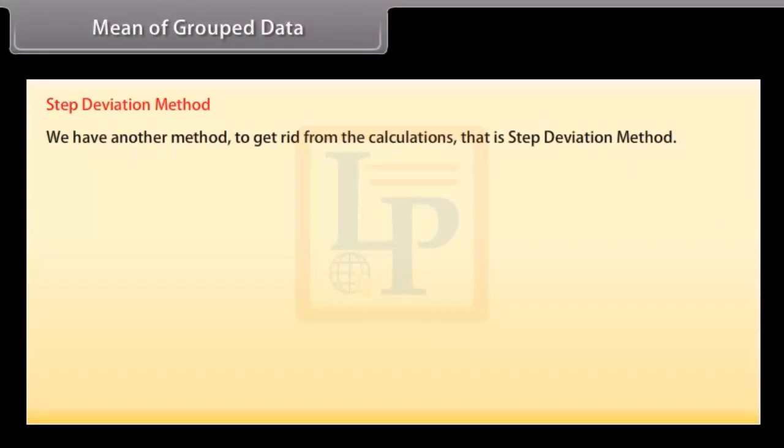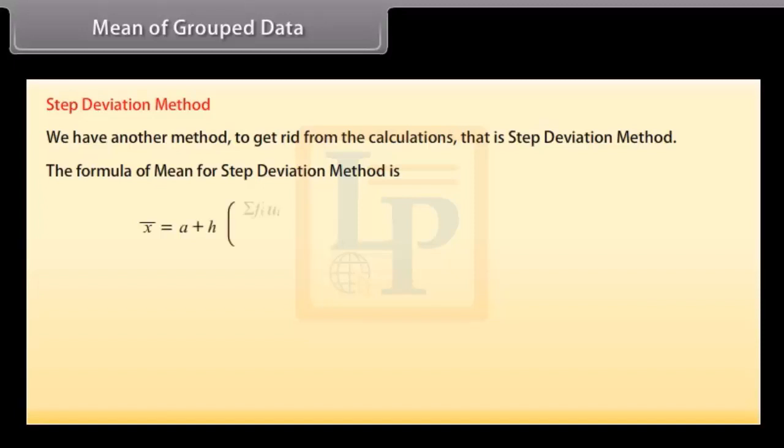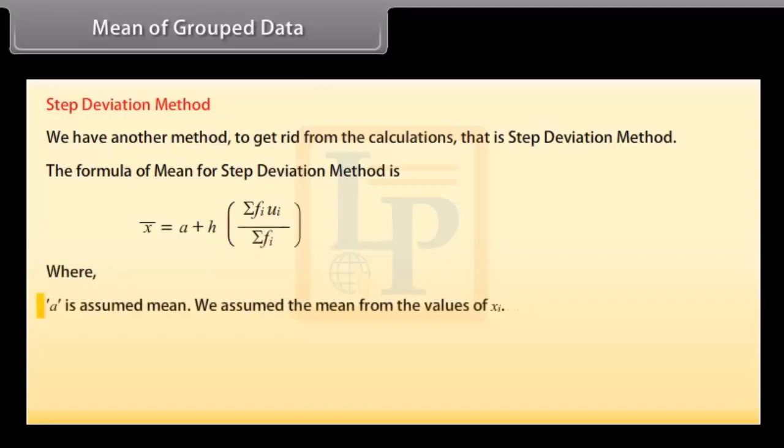Step deviation method. We have another method to get rid of the calculations, that is step deviation method. The formula of mean for step deviation method is a plus h multiplied by summation of the product of fi and ui divided by summation of fi, where a is assumed mean. We assume the mean from the values of xi. h is the class size. ui is equal to xi minus a divided by h.